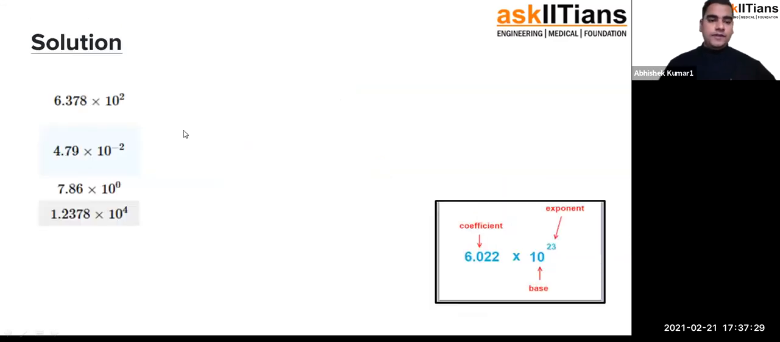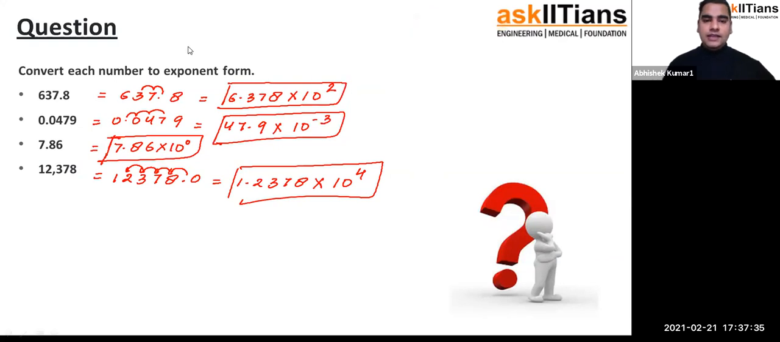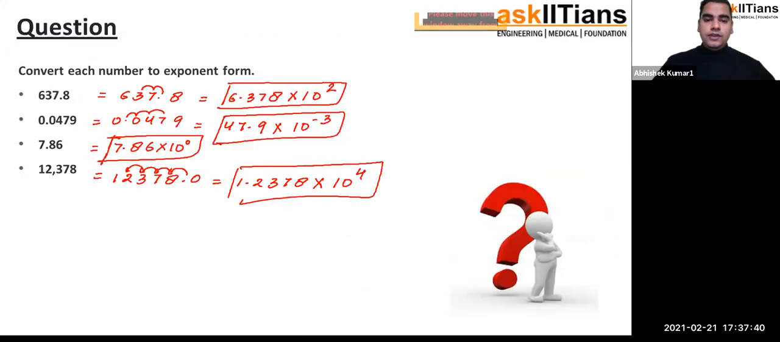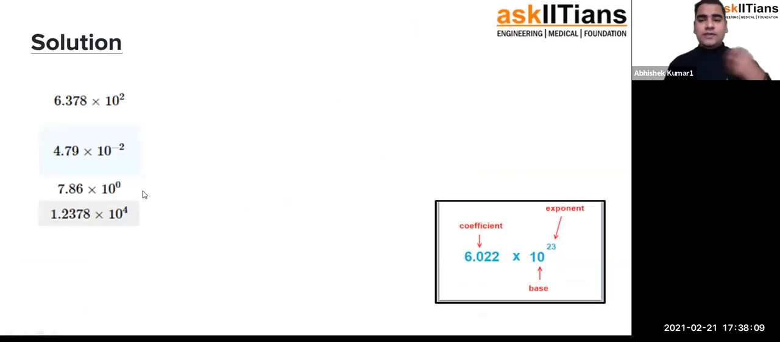All right. So you can see the first one is 6.378 into 10 raised to the power 2. That's exactly what we got here. The second one is 4.79 into 10 raised to the power minus 3. Sorry, we moved it by 3 places here by mistake. It should be 4 point something. We wrote it 47. Ideally, it should be 4.79. That is correct.